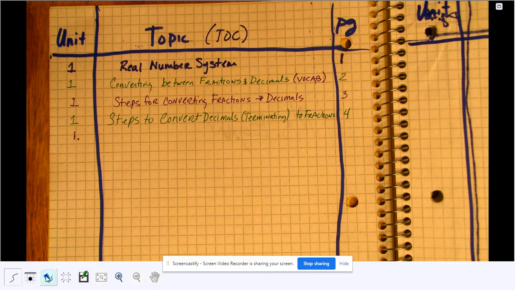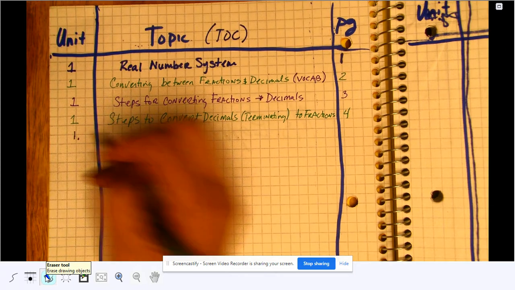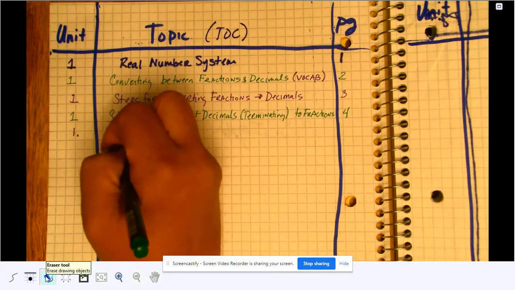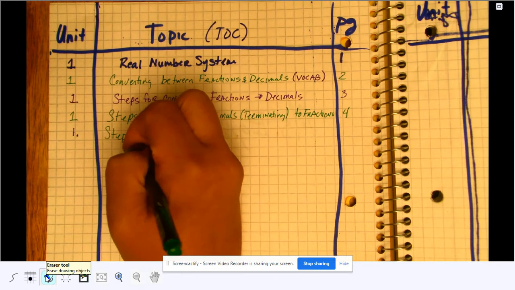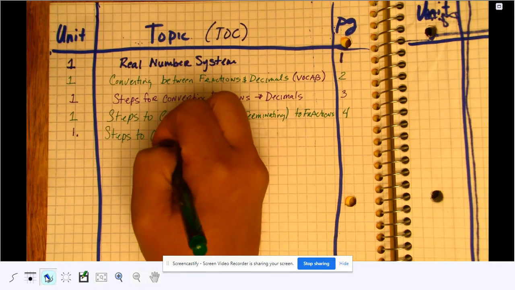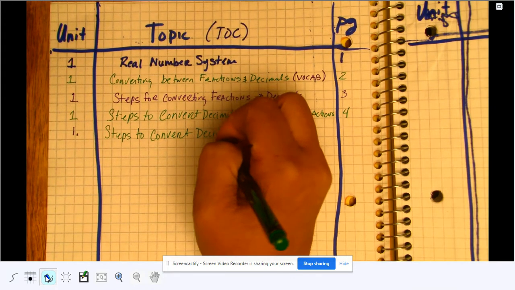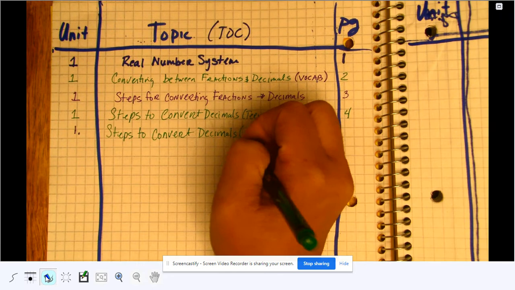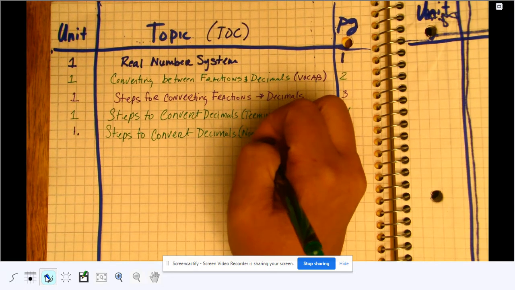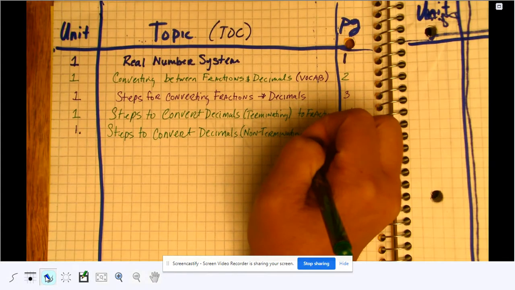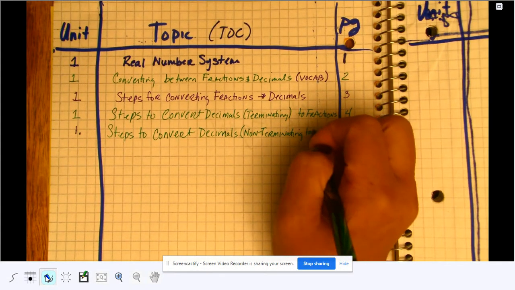Okay, so we're going to continue taking notes today, and we're still in Unit 1, our real number system, and now we're going to look at the steps to convert decimals that are non-terminating to fractions.